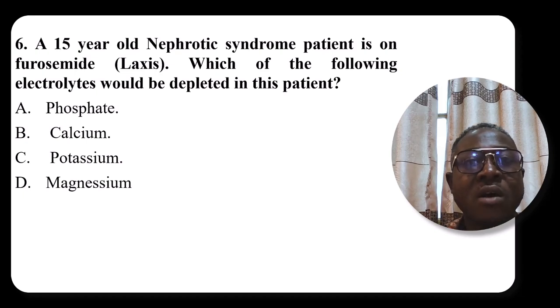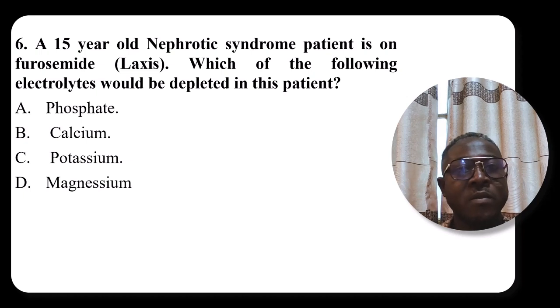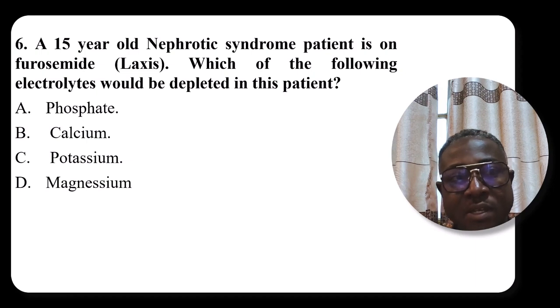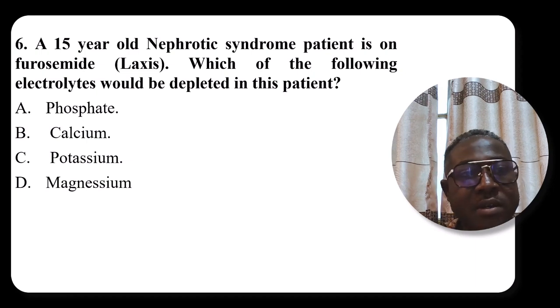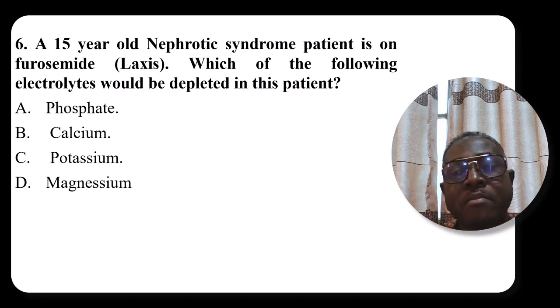A 15-year-old nephrotic syndrome patient is on furosemide. Which of the following electrolytes will be depleted in this patient? A. Phosphate, B. Calcium, C. Potassium, D. Magnesium. Waiting for your answer in the comment section and the explanation.